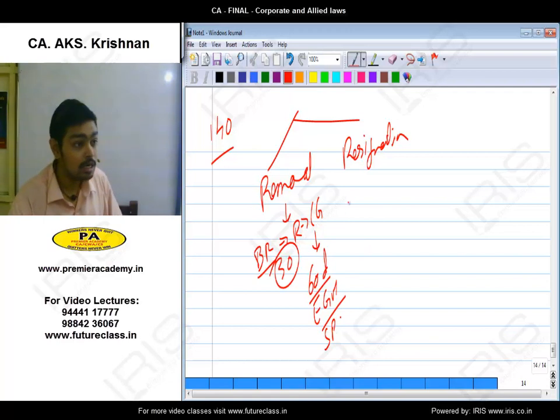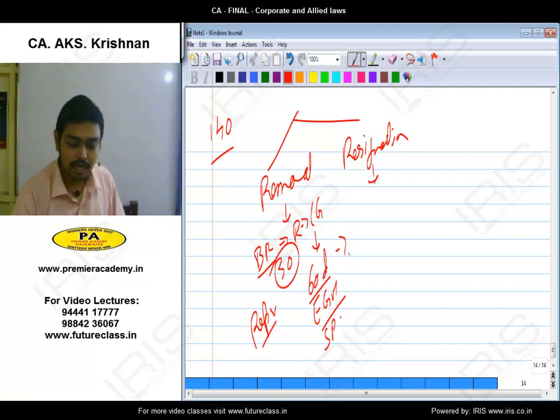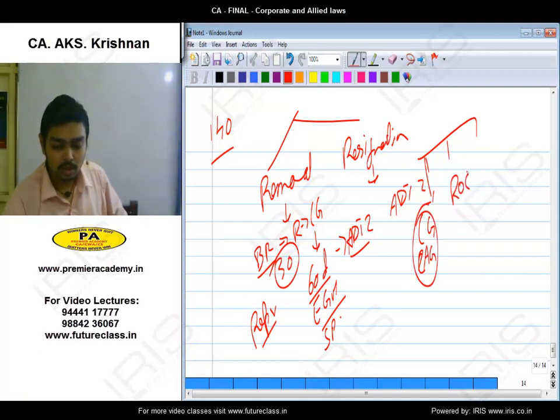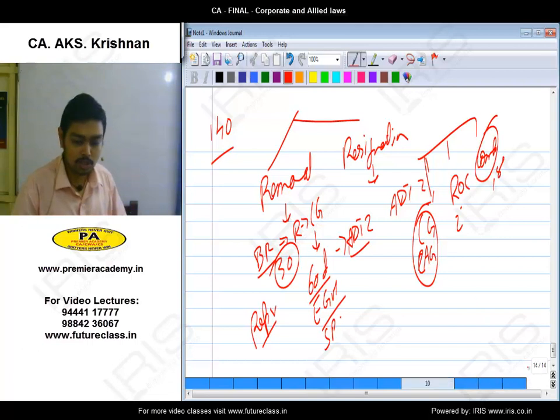Then representation will be given by the auditors. That and all will be there. Then resignation, the auditor can resign. Here ADT 2, here ADT 3. So who should these be filed with? Central government, in case of government company, that is CAG. Then ROC, in all cases. Then the company. So the company is the first priority, then ROC, then central government. Understood?